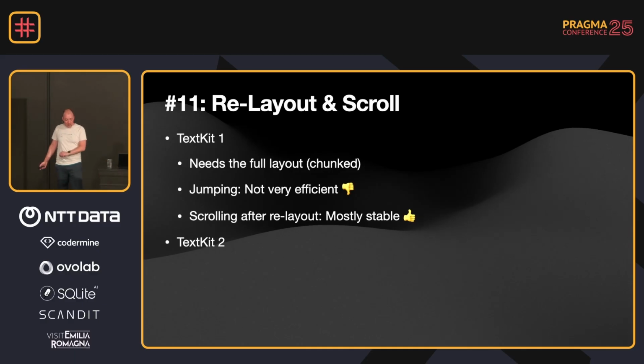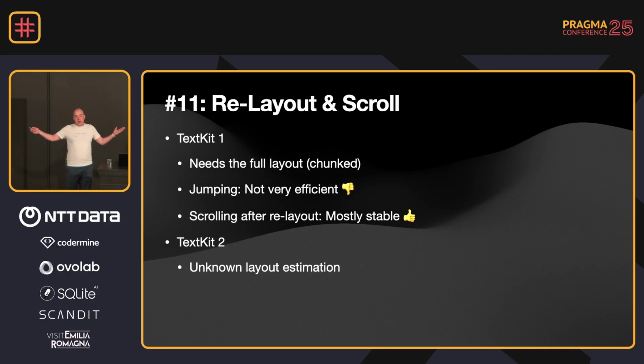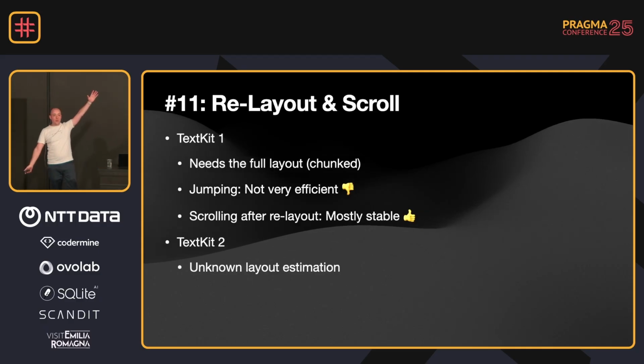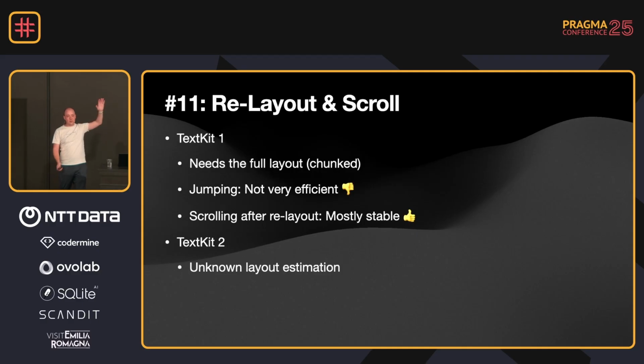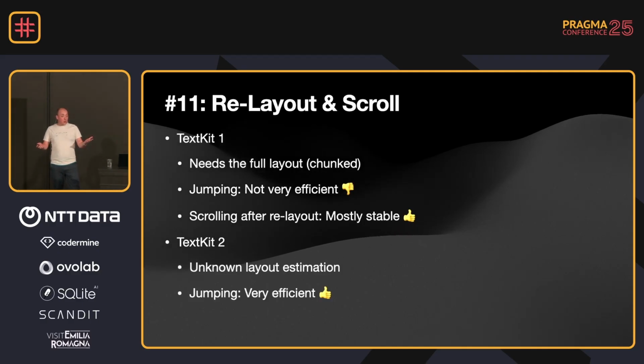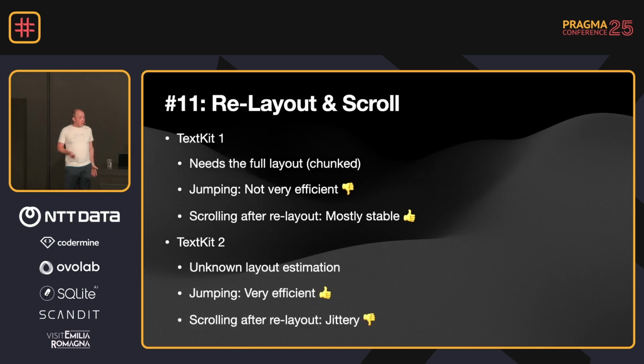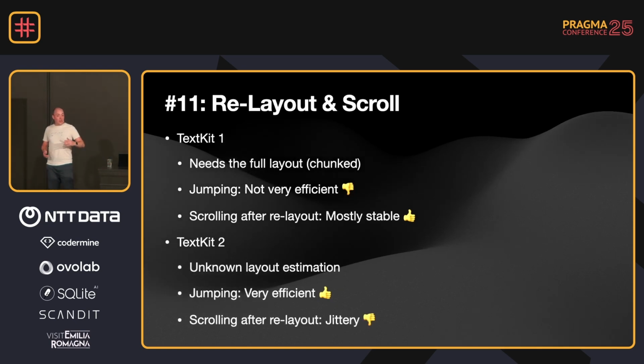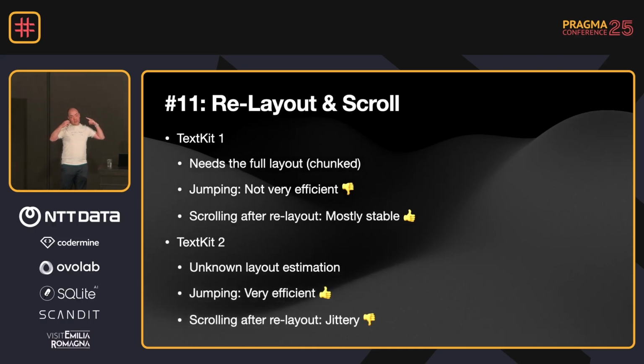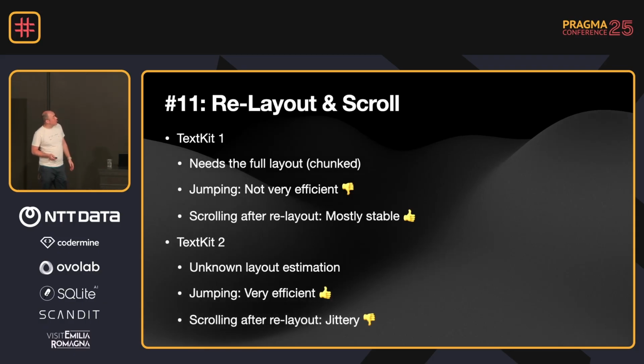In TextKit 2, on the other hand, it just estimates unknown layout. It can ignore, like, okay, here are those 3 Bibles ahead of my text, and I don't know how long it is. I just estimate and go there. So jumping is really efficient, right? It doesn't need all this layout. But after relayout, scrolling, as you go up, every single paragraph gets laid out, and then it knows the exact size, and the scroll view doesn't compensate, so it's jittery.